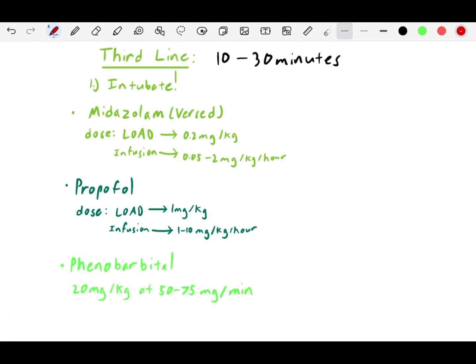So now we're at third line, so this is not good. We've given our benzo, we've picked a second line agent, the patient is still actively seizing. The reason this becomes an issue is if a patient is having seizures for greater than that 5-minute mark, then now they could potentially have neuronal damage.